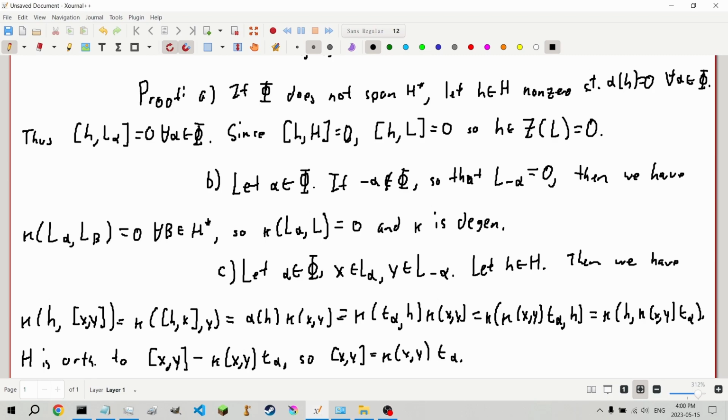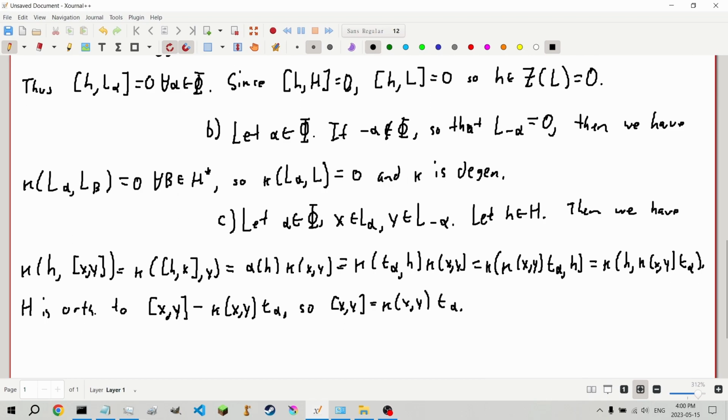Now D states that the bracket of the space of a root with its negative is one-dimensional, with the basis being this t alpha. So D. From the previous part, we have that T alpha spans, see from above that T alpha spans L alpha bracket L negative alpha when it is non-zero.